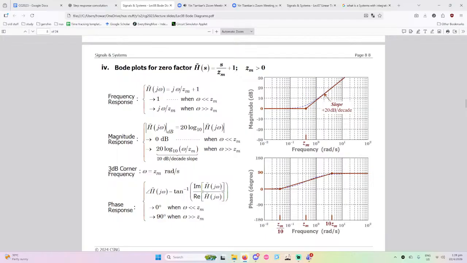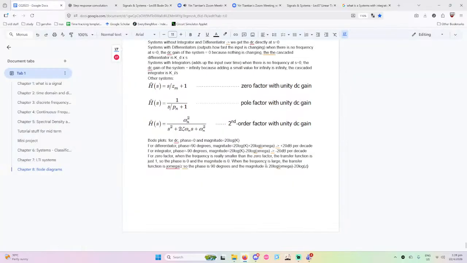What is the phase of j here? 90 degrees. Okay. Therefore, when the frequency is much larger than Zm, which means the frequency is larger than 10 times Zm, the phase will be equal to 90 degrees here. And in between, when the frequency is between Zm over 10 and 10 Zm, we can just connect these 2 points.